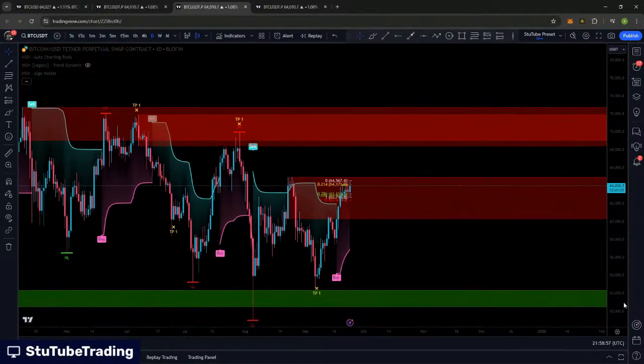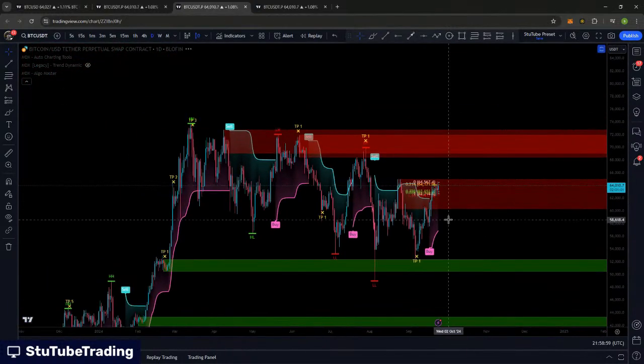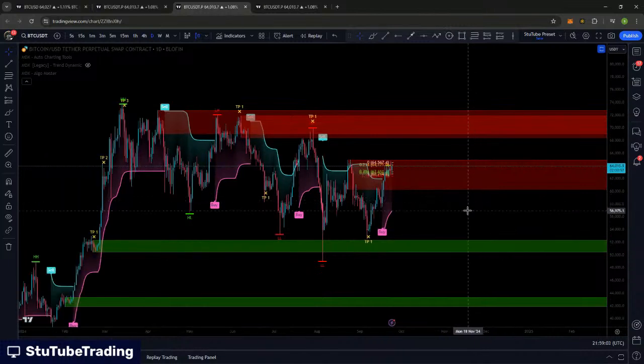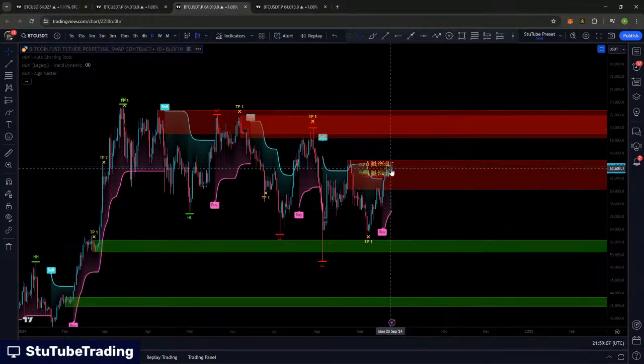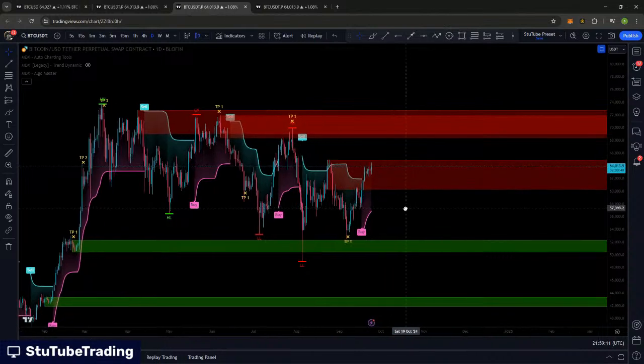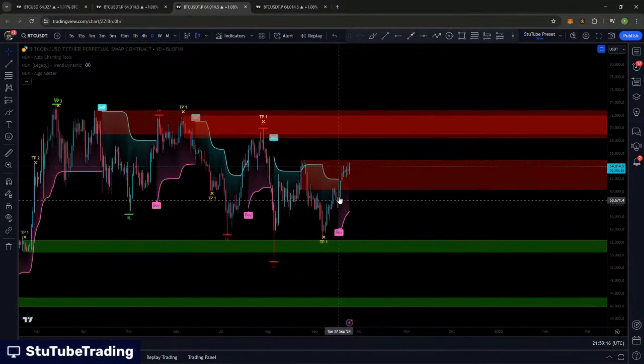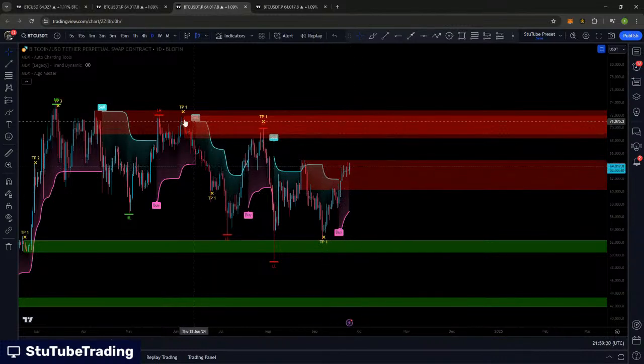Bring up the daily chart here. Yeah, very mixed signals on the daily chart with the indicator, because we have a buy signal. However, it's a lower buy signal. We are trading into a supply zone. The auto charting tools have been printing lower high, lower high. It could definitely print another lower high here.